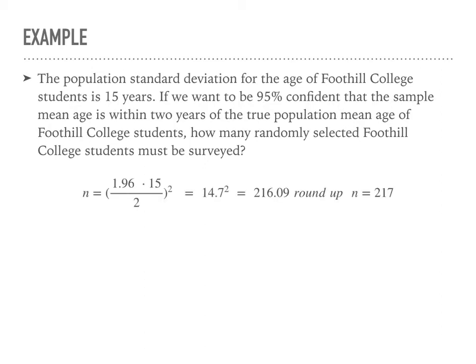Well, using our formula, our z-value would be 1.96. Our standard deviation is 15. We want to be within 2 years. So 1.96 times 15 divided by 2. We'll then want to square that. So simplifying, we have 14.7 squared, which is 216.09. We have to round that up. So we're going to go up to 217 students must be sampled.